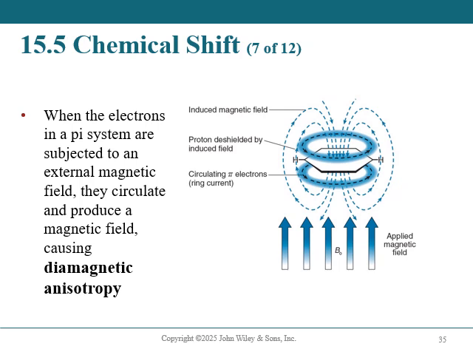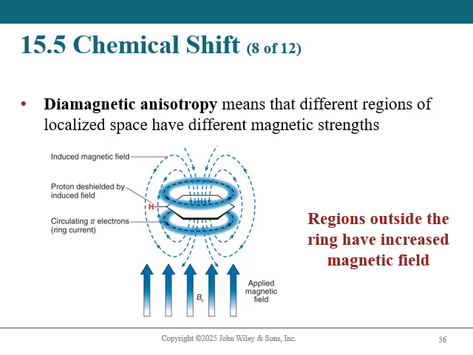When the electrons in a pi system are subjected to an external magnetic field, they circulate and produce a magnetic field themselves. They cause what we call diamagnetic anisotropy. What that means is that different regions of localized space are going to have different magnetic strength. Regions outside the ring have increased magnetic field. That's pretty much what happens when you have a delocalized pi system.